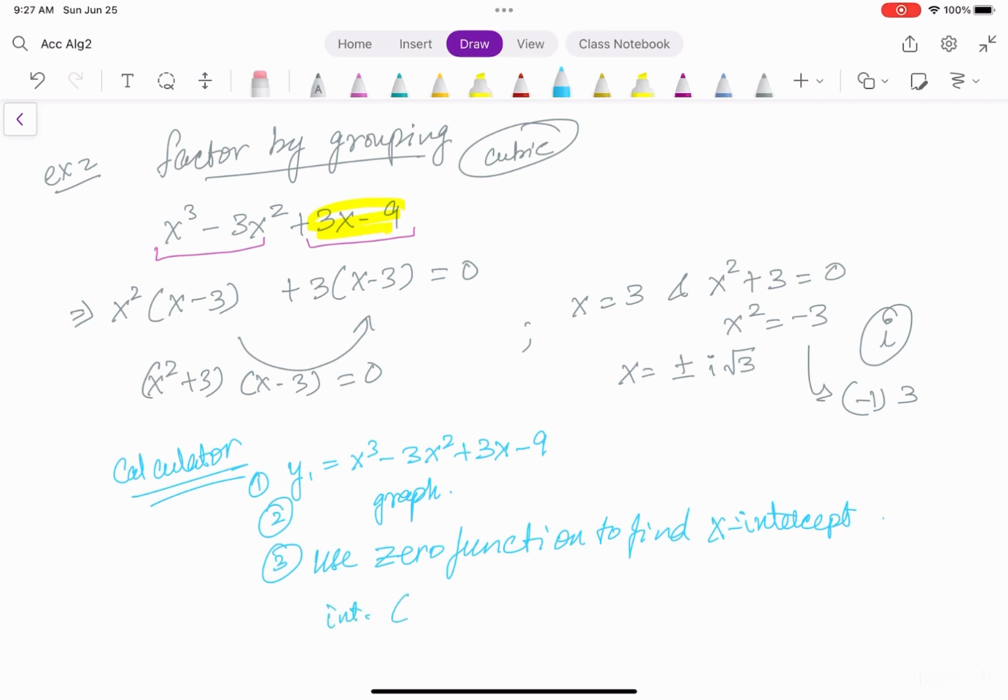And that 3 and 0 matches with the real number root that we just got. We got x is equal to 3, and that is also quite evident from the graphing calculator. That is your real number root.